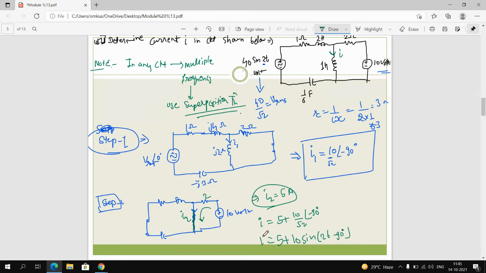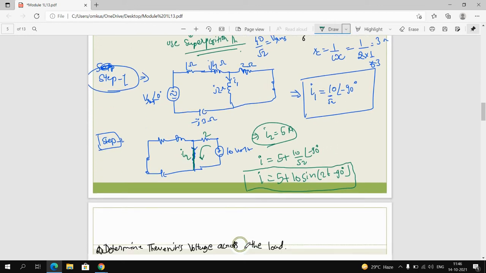Now see, when I replace this value in terms of sine omega t, this is a maximum value, that's why I am taking only 10 here. So this is the expression, or the value of this current, when you solve it by the superposition theorem.